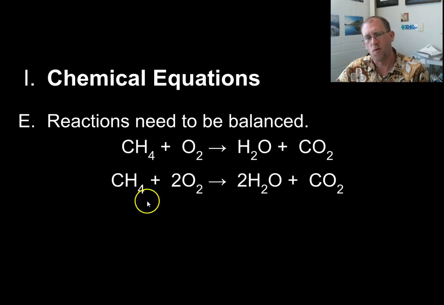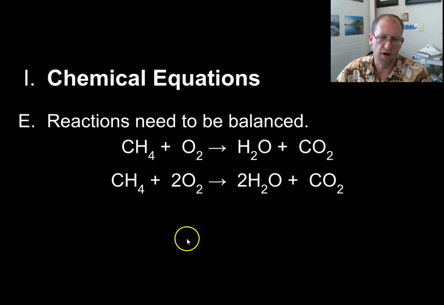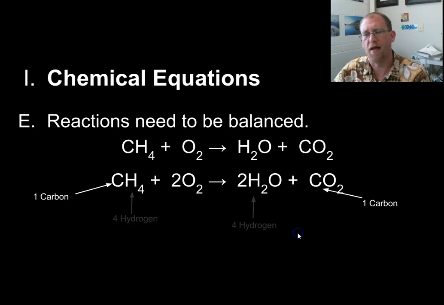And then I look at this and I say 1 carbon, 4 hydrogens. 2 times 2 is 4 hydrogens. 2 times 2 is 4 oxygens. Here I have 2 oxygens, and here I have 2 more. Now it balances. See, so we always have to have things balance.